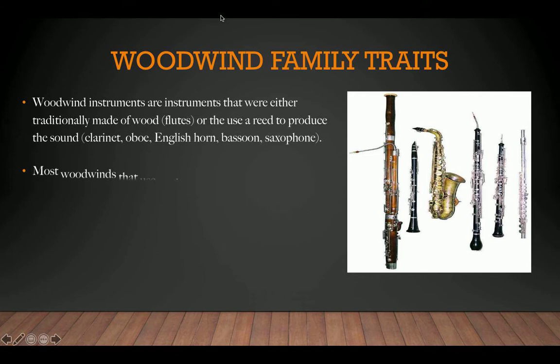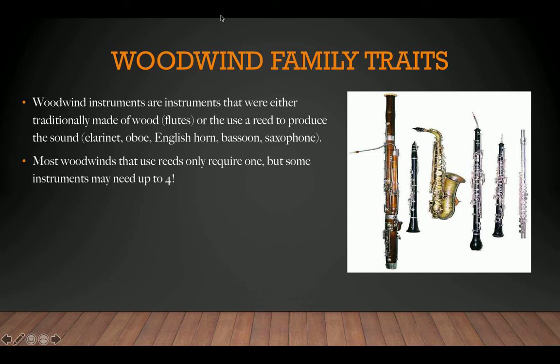Now, most of the reeded instruments that are woodwinds only require one reed. That would be saxophone and clarinet. Most of the more popular ones only require one, because you don't really hear the oboe, the bassoon and the English horn in popular music. You primarily only hear them in classical music. So, clarinet and saxophone take one reed. But then I was reading and I saw some ethnic and culturally specific woodwind instruments. Some of them take up to four reeds, and that was kind of neat because I never heard that before.